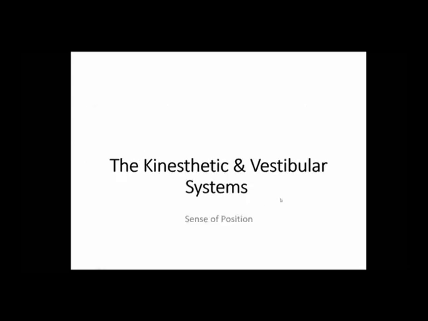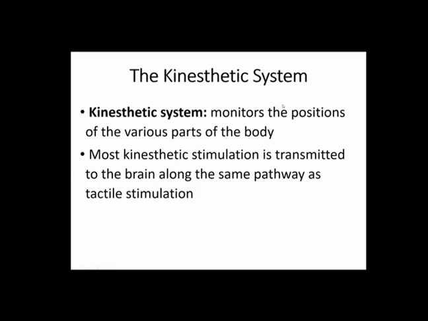So our next set of systems, we're actually going to look at two together, and these are going to be our body positions. So we have our kinesthetic and vestibular systems, and they're going to give us a sense of where our body is, what's our position, what's our orientation. So for the kinesthetic system, this is specifically monitoring the position of various parts of the body. So this is the idea of, where are my arms in relation to me?